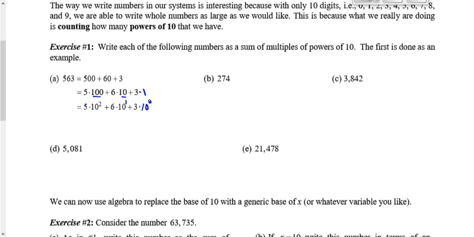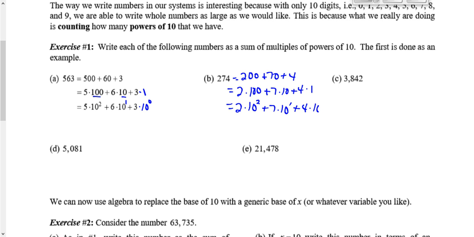Okay? So let's try this with 274. So that would be 200 plus 70 plus 4. But that's actually 2 times 100 plus 7 times 10 plus 4 times what? Let's make them powers of 10 now. So that equals 2 times what? 10 squared plus 7 times 10 to the first plus 4 times 10 to the 0 power, okay?